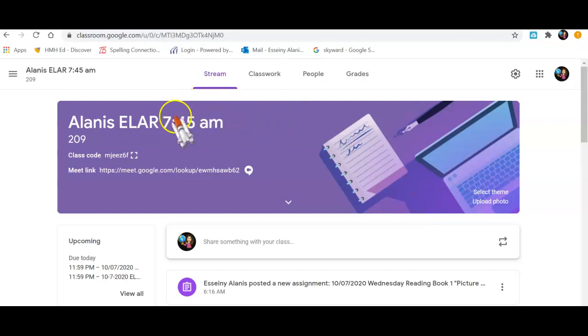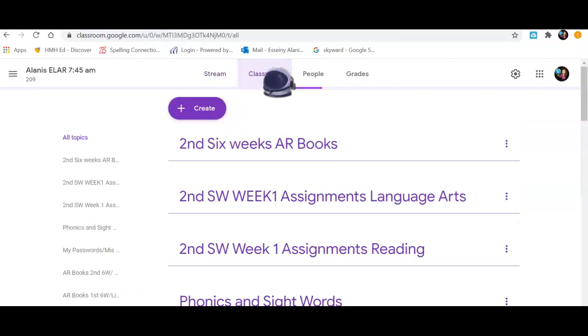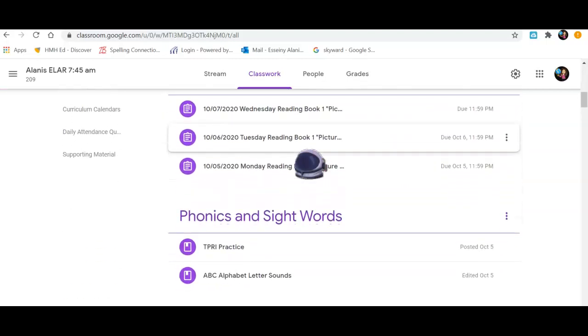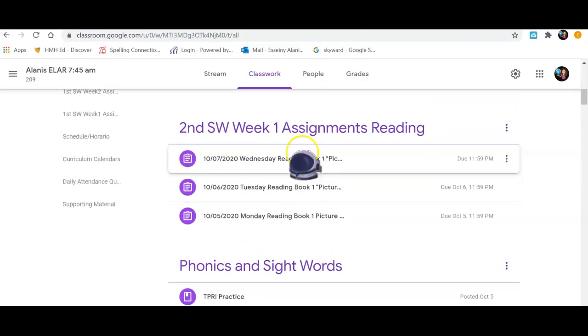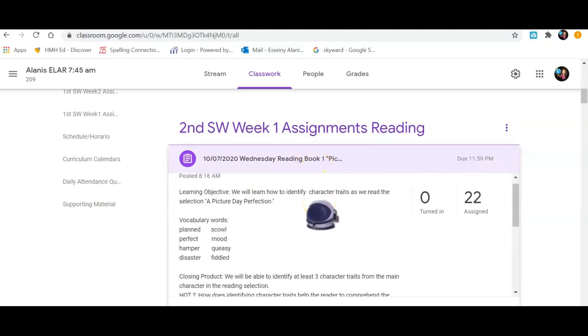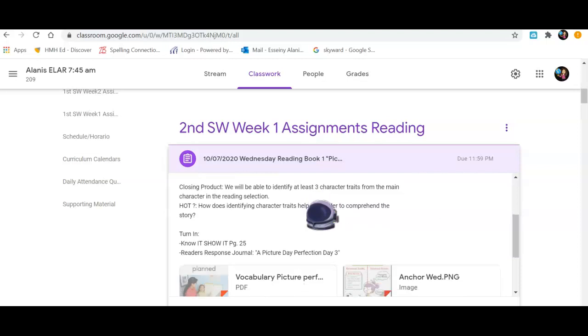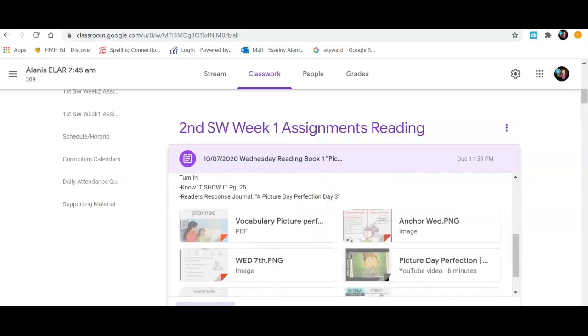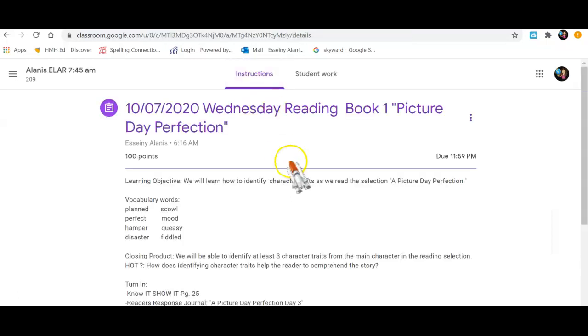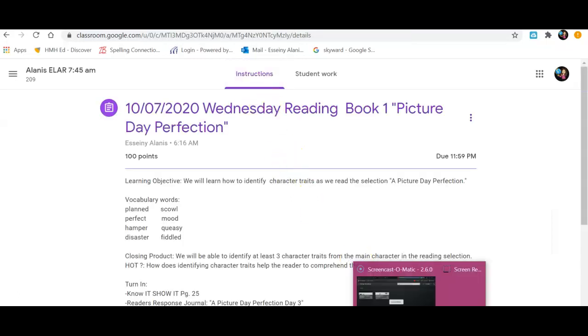We're going to go to our Purple ELAR English Language Arts and Reading class under classwork, and we're going to start with our reading lesson for today, October 7th, 2020, Wednesday, reading book 1, A Picture Day Perfection. We're going to the instructions.